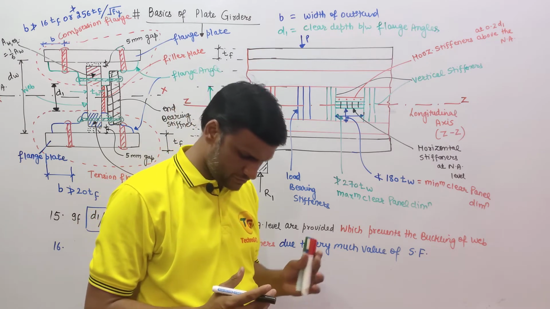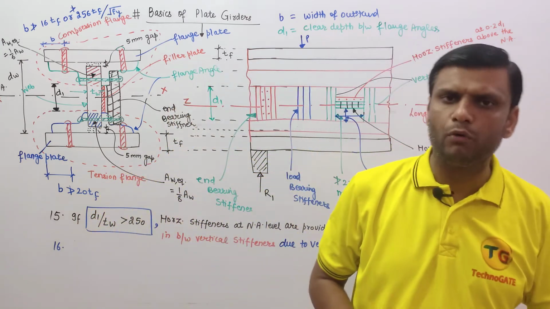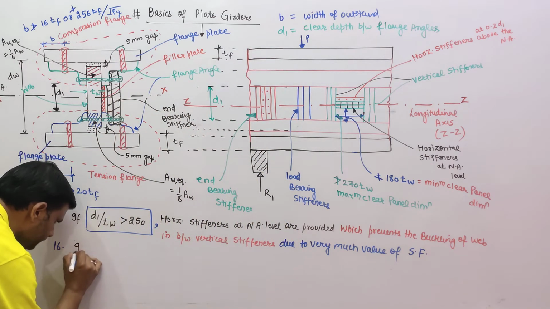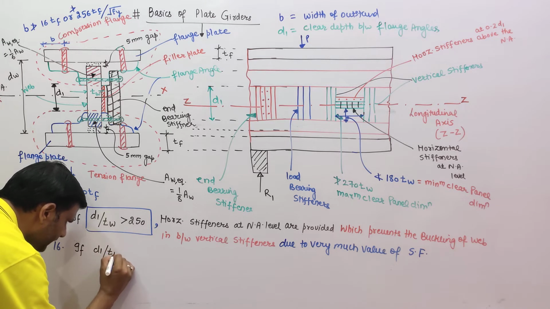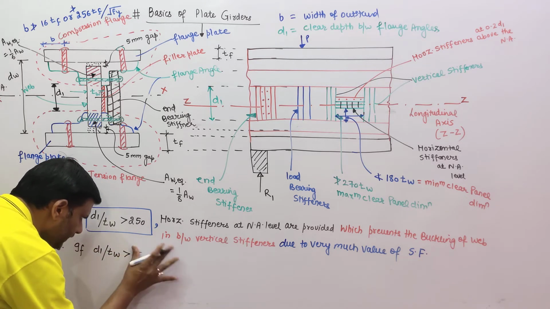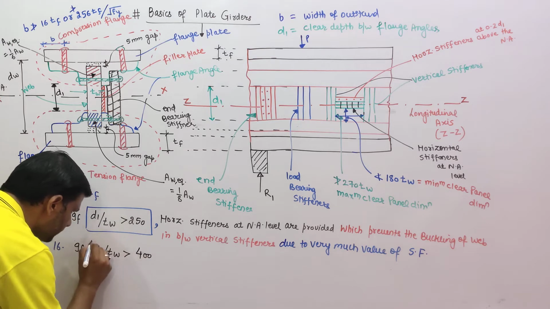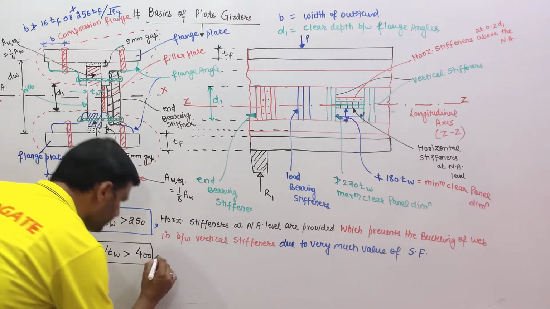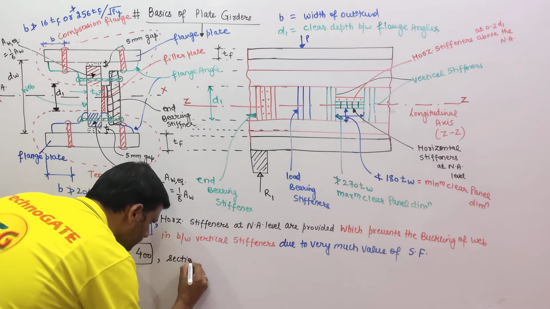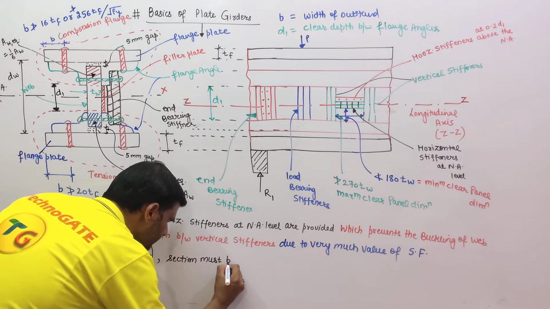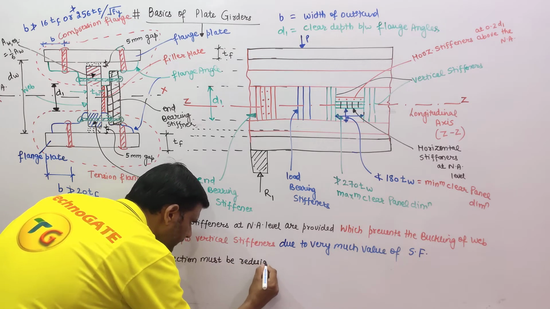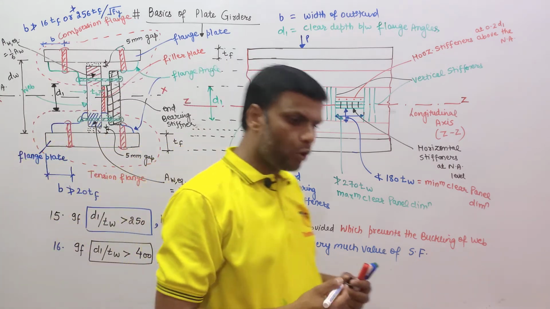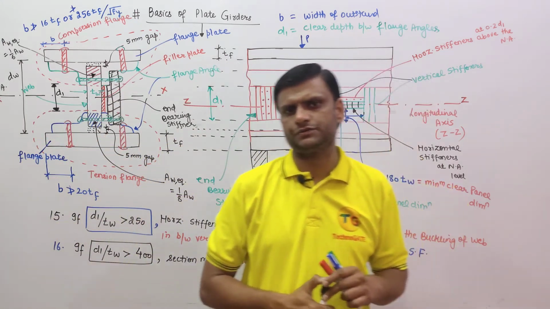Now the last point is, if d1 by tw is more than 400, then section must be redesigned. Then we have to go for either redesigning the section, or we have to use roof truss girders.